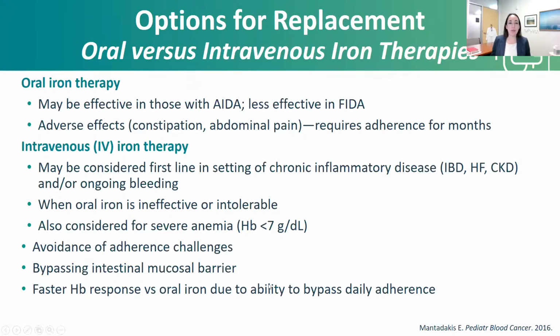You bypass the intestinal mucosal barrier, so you're not getting those GI side effects with IV iron. And because you can deliver a large quantity of iron, particularly in the newer drugs we'll talk about, you have a faster hemoglobin response.